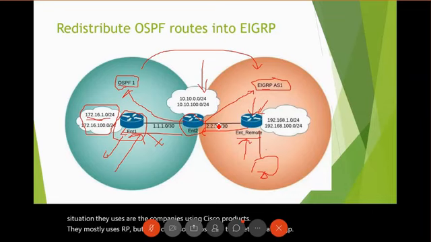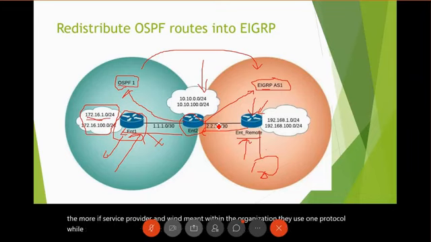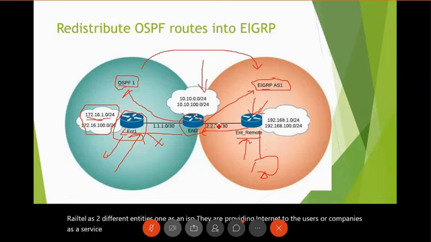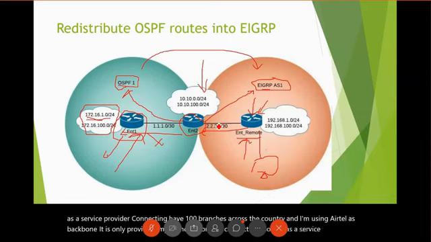In a service provider environment, within the organization they use one protocol, while communicating with other ISPs they use another protocol. Let's suppose Realtel has two different entities. One, as an ISP, they are providing internet to users or companies. Two, as a service provider, I have 100 branches across the country, and I'm using Realtel as my backbone. It is only providing my branch-to-branch connectivity. So one as a service provider, two as internet. In both cases, they have to use redistribution, minimum two different protocols.